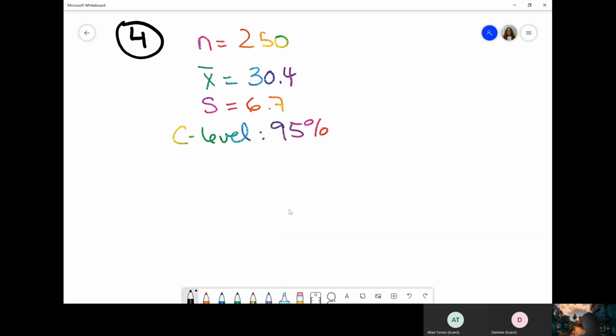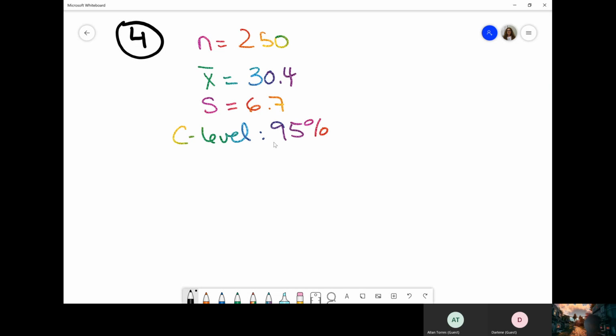Okay, so this is number 4 from section 7.2. We have summary statistics of selected weights of newborn girls with an n of 250, an x bar of 30.4 (x bar is the sample mean), and a sample standard deviation of 6.7, with a confidence level of 95%. We have to construct a confidence interval, and that's all they're asking for.